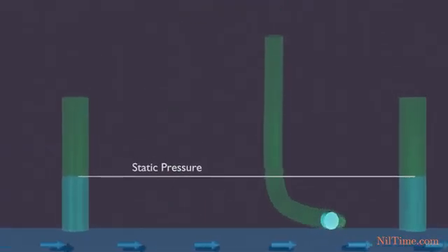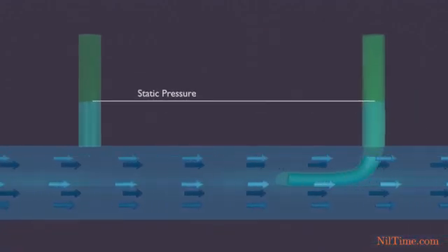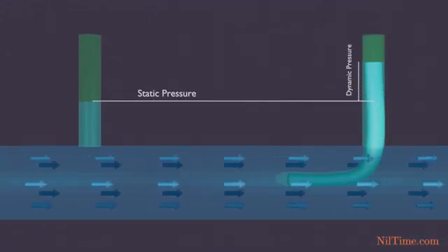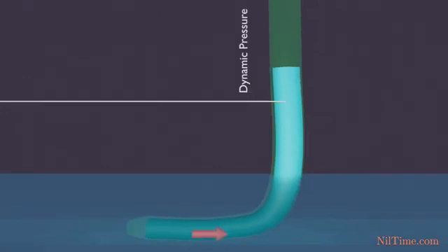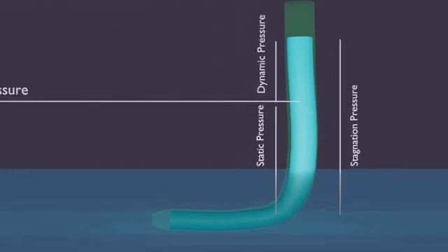But what if we replace it with a Pitot tube? The column height of the water will increase. And this extra height is called the dynamic pressure, caused due to stagnation pressure. When the water particle enters the Pitot tube, its velocity will convert to dynamic pressure. And stagnation pressure is the total sum of static and dynamic pressure.